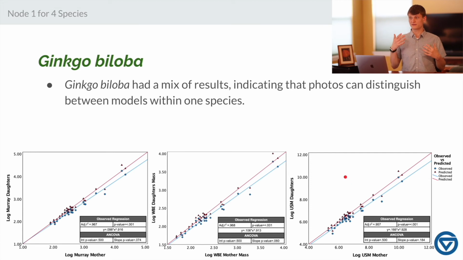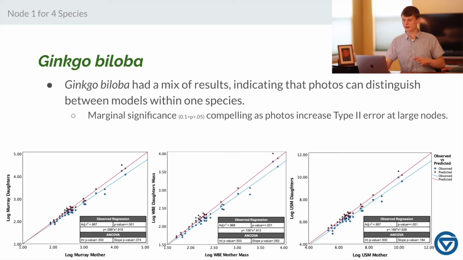And that means that throughout the various node sizes for ginkgo, those branches are going to be potentially at more risk of breaking off. But I want to have a couple notes in that the Murray and West-Brown-Inquist results were marginally significant, which we're defining as a p-value between 0.1 and 0.05. However, we think that is still compelling, as the use of photos is going to increase the risk of type 2 error, especially at those larger nodes.